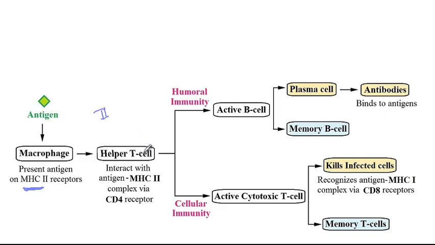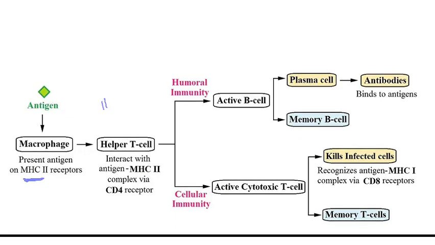Now the CD4 positive T cell will activate either the humoral immunity by activating B cells, and some of these B cells become memory B cells, so that in future, if they encounter the same antigen, they're ready to produce antibodies. And then some of them become plasma cells that will produce antibody to that very specific antigen that the T cell recognizes. This T cell will also mount a cellular immunity where cytotoxic T cells become active, and some of these cytotoxic T cells also turn into memory T cells for potential future attack by this type of antigen.